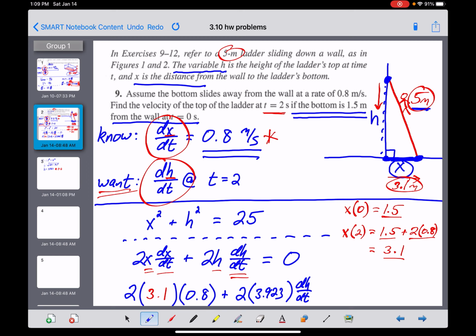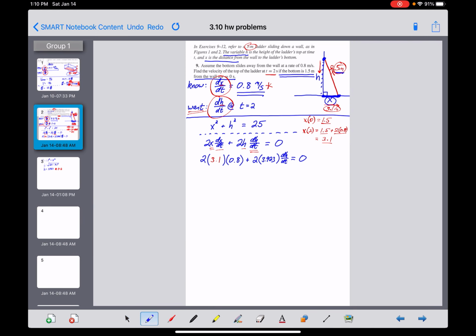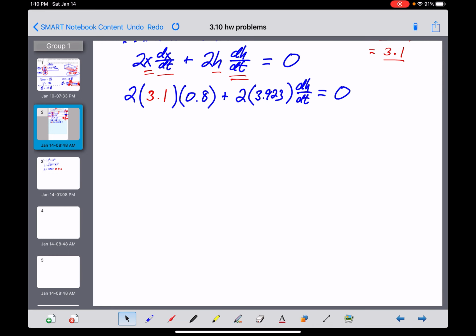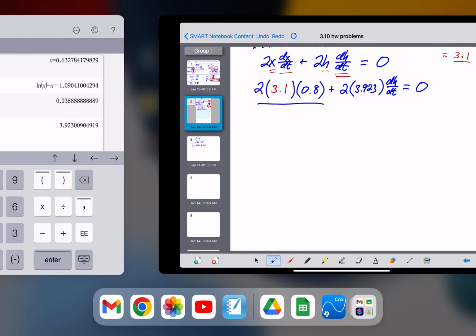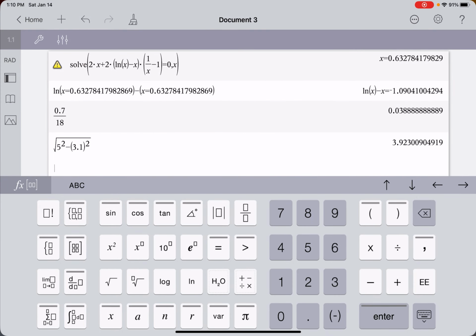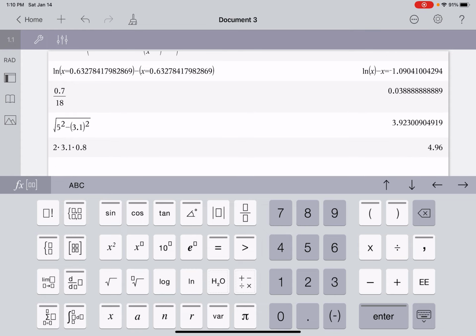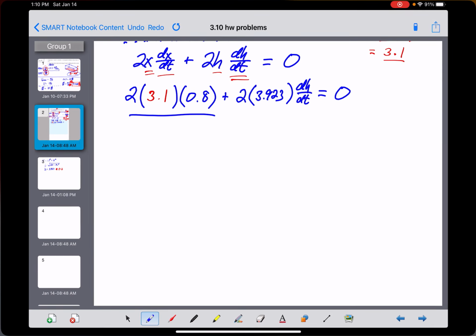dh/dt is what is wanted, and all of that is equal to 0. So now from that spot, this should just be a little bit of algebra to solve this, and hopefully not all that difficult. So let's see what we've got. I think I'll go ahead and multiply all of this out. The 2 times the 3.1 times the 0.8. Don't think I can do that in my head. So here we go. 2 times 3.1 times 0.8, and that's going to make that left side 4.96.